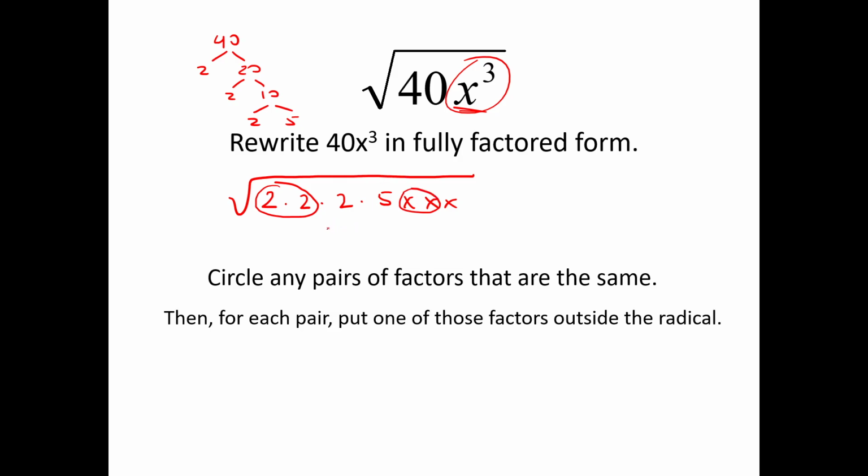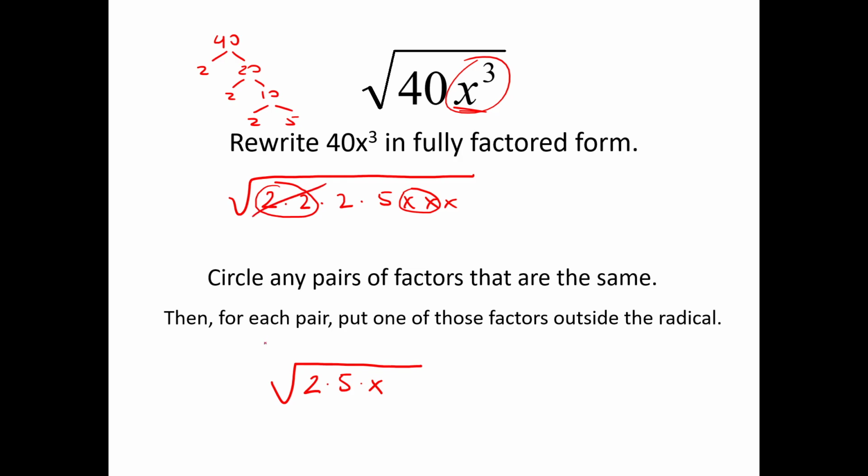Anything you circled comes to the outside. Okay, so now I'm going to write a radical. Anything I didn't circle stays behind. Some students like to start with that, right? I didn't circle a 2, I didn't circle a 5, and I didn't circle an x. So let's leave those behind, and this is all multiplied together.